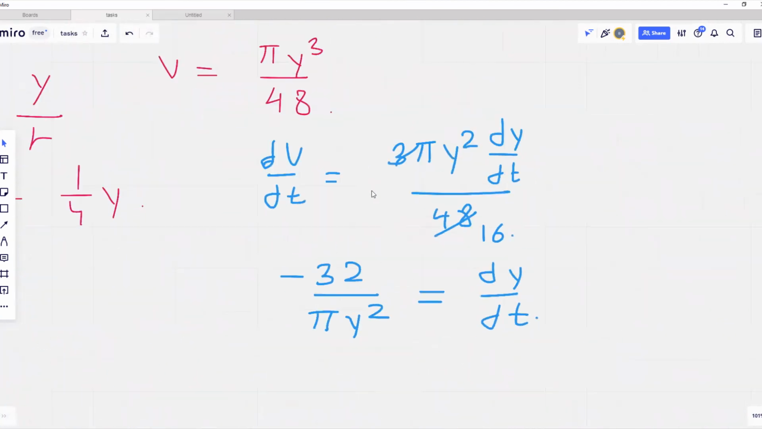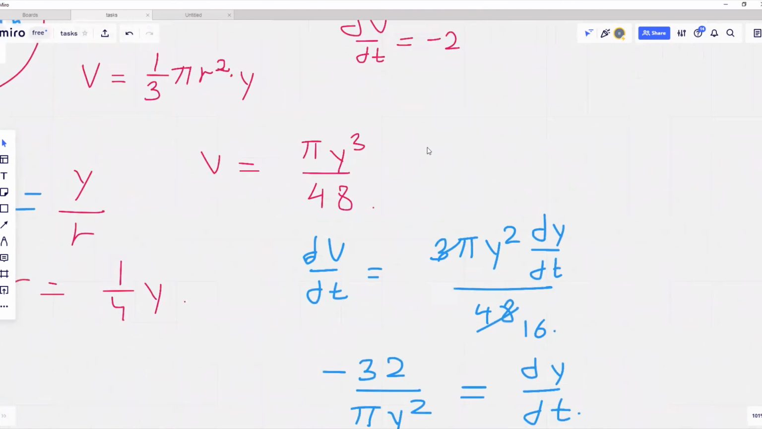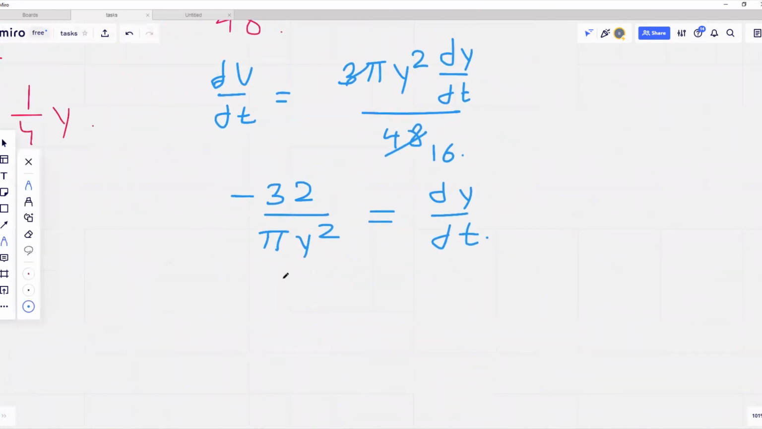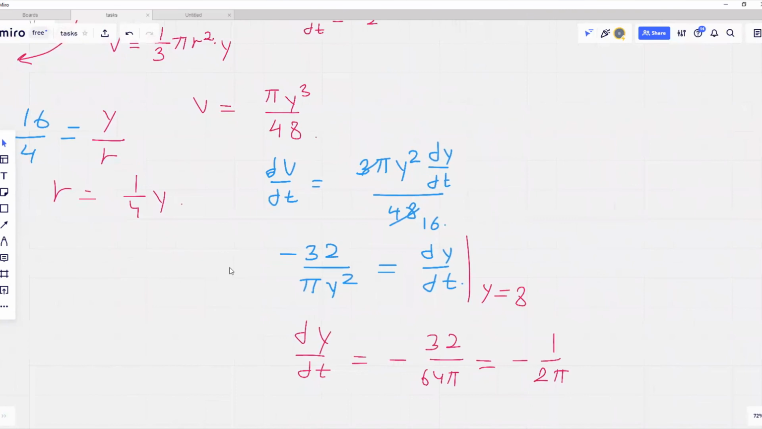Okay, now let's answer the final question. At what rate is the depth of the liquid changing at the instant when the liquid in the cone is 8 centimeters deep? So we need to find dy over dt when y is equal to 8. So substituting this value here, we'll get dy over dt is equal to minus 32 over 64 pi. So this is minus 1 over 2 pi. This is the rate of change of depth of the water inside of our filter.